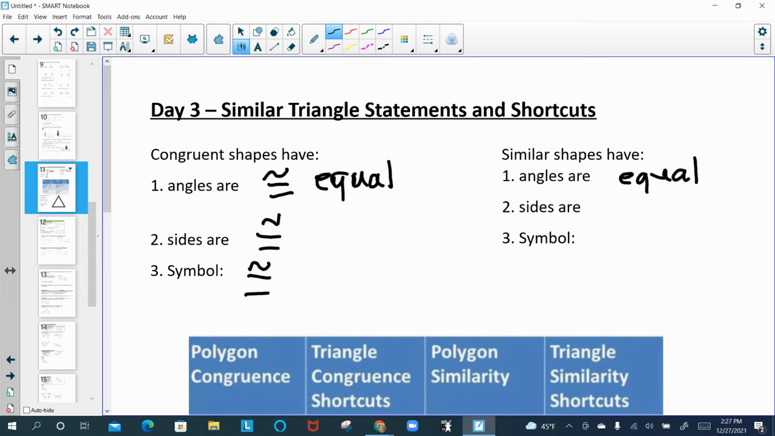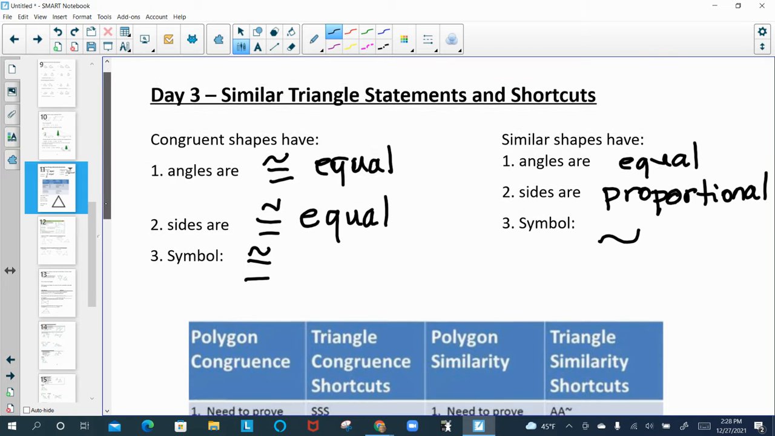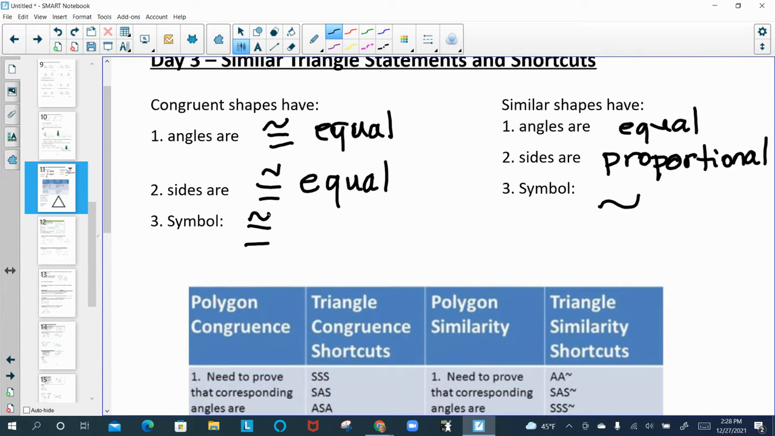But now our sides are no longer going to be congruent or equal the way they were with congruent shapes. The sides are going to be proportional. And remember, we've been talking about this whole concept of scale factors and similarity ratios, and one shape being big and one shape being small. That's how we'll find similar figures, through the proportional sides. And remember, the symbol for similar is that squiggly line.